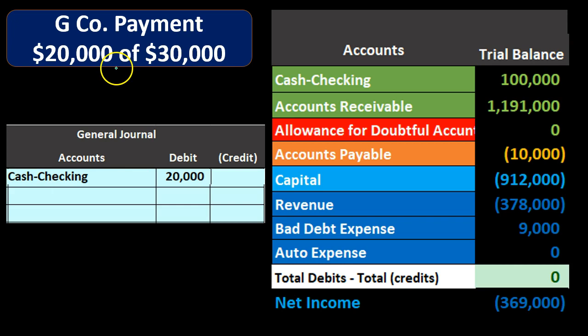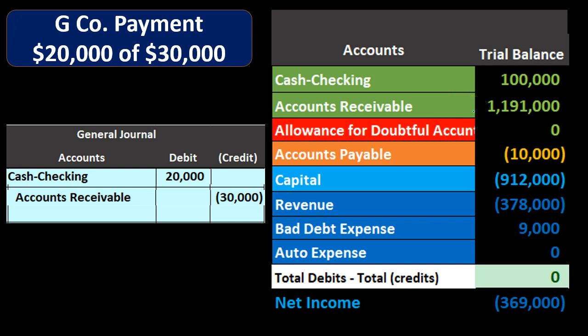Therefore, we can say cash went up just like a normal payment on account. Cash is a debit balance, so we're going to make it go up by doing the same thing to it: another debit, $20,000. Then we're going to credit the accounts receivable, the account saying that they owe us money. It's going to go down because they don't owe us money anymore.